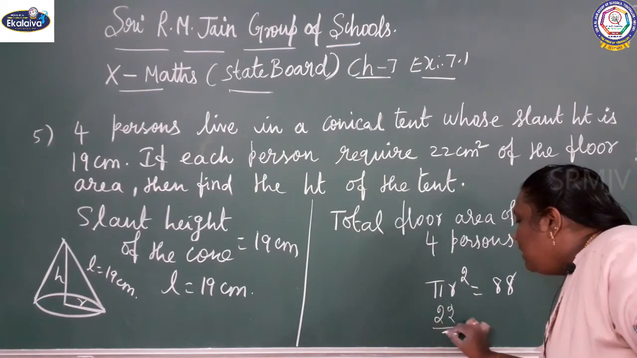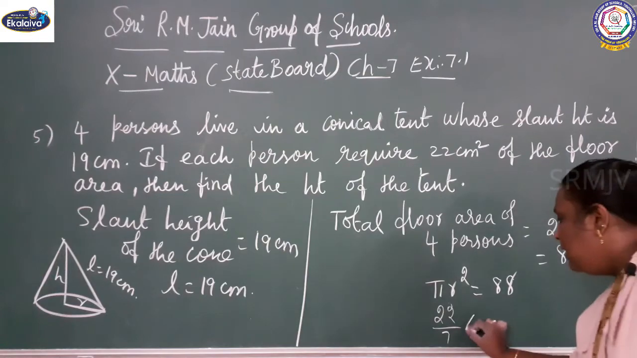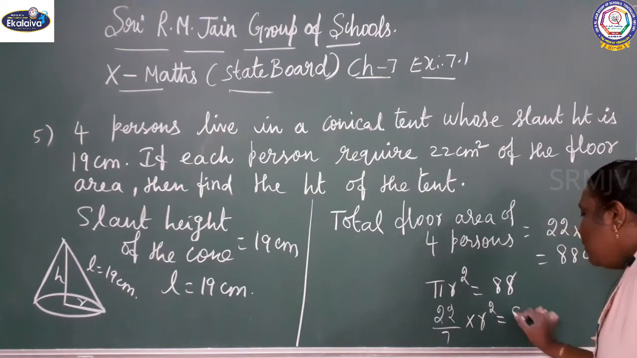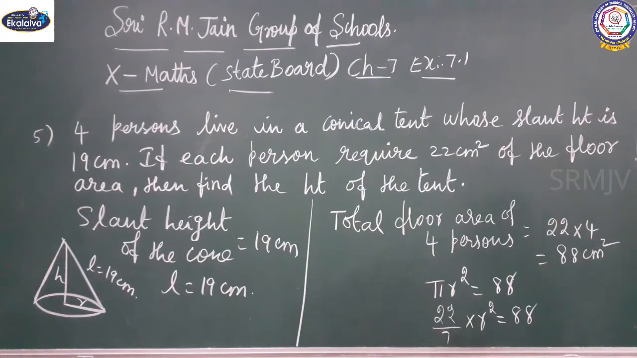22 by 7 into r square equal to 88. So r square equal to 88 into 7 by 22. 22 ones are 22, 22 fours are 88. What is the value of r square? R square equal to 28. The value of r square is 28.